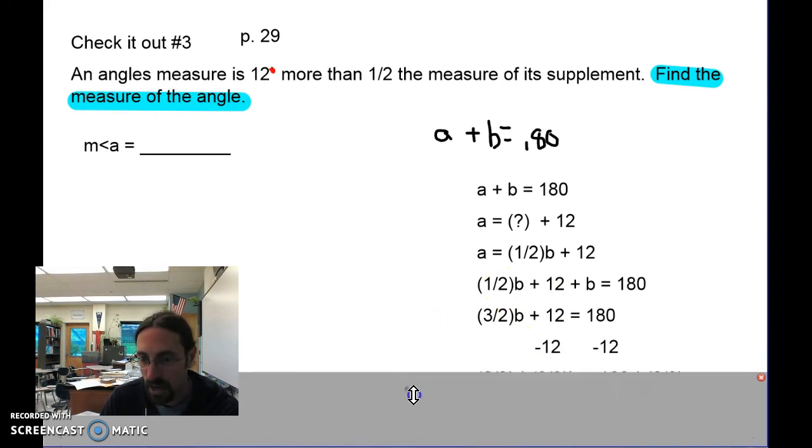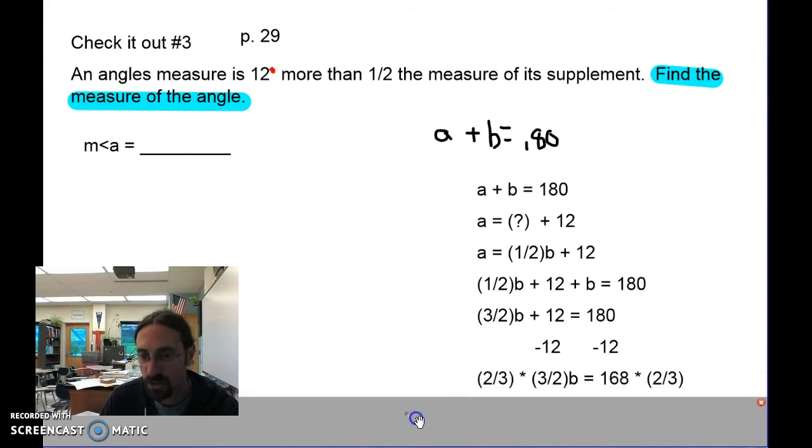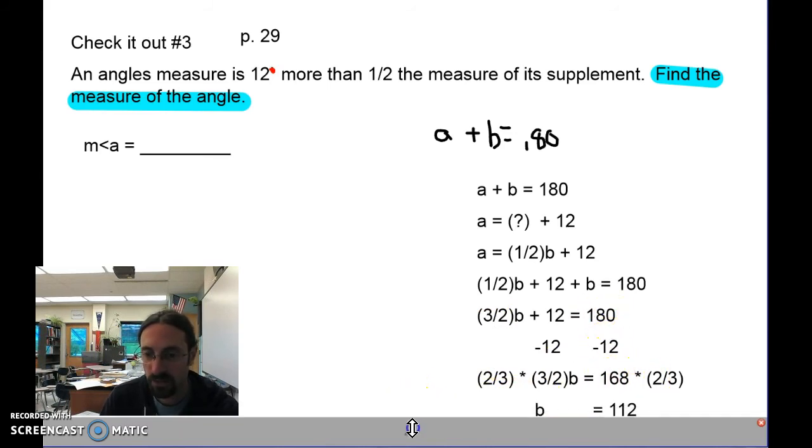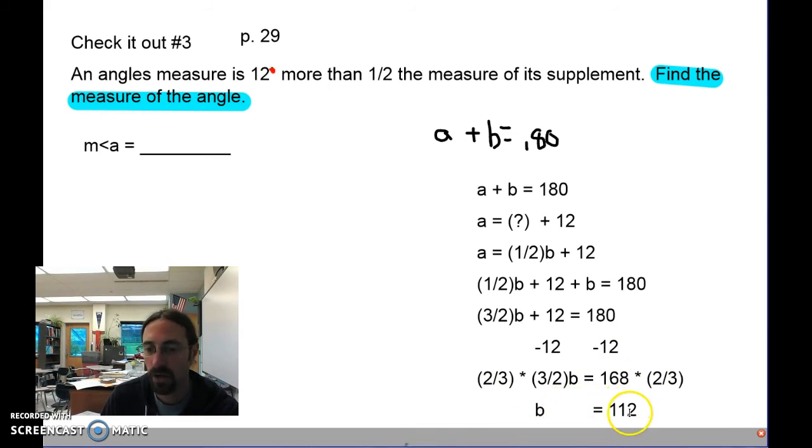Now, what I like to do is just multiply by the reciprocal. The reciprocal of 3/2 is 2/3. So I'm going to multiply both sides by 2/3. And 180 minus 12 is 168, and that simplifies. B is 112. The measure of angle B is 112. Am I done? No! Now I need to go back and plug it in here.